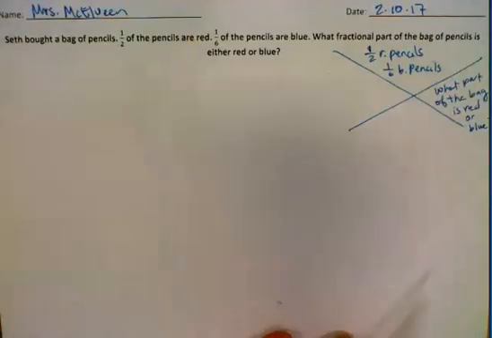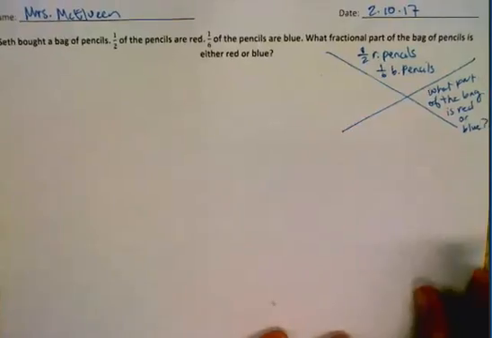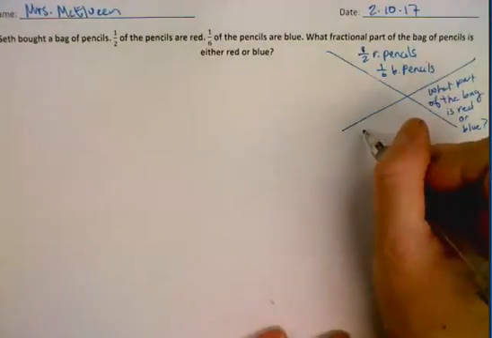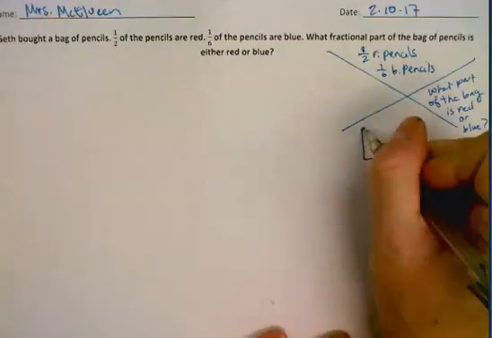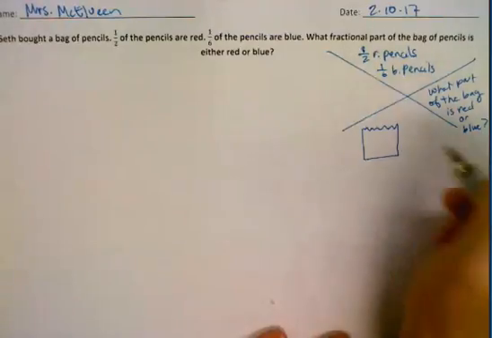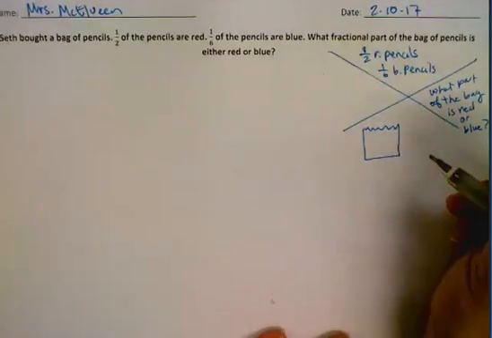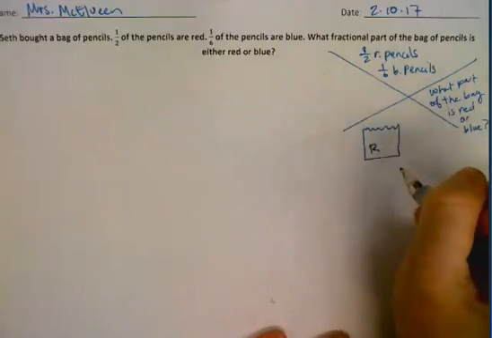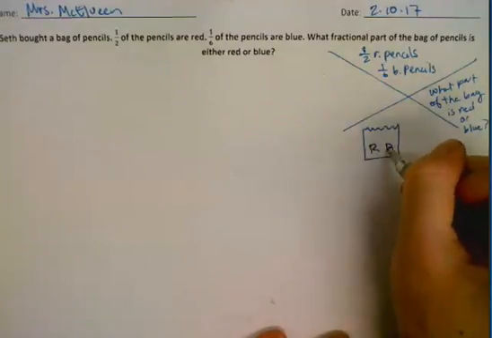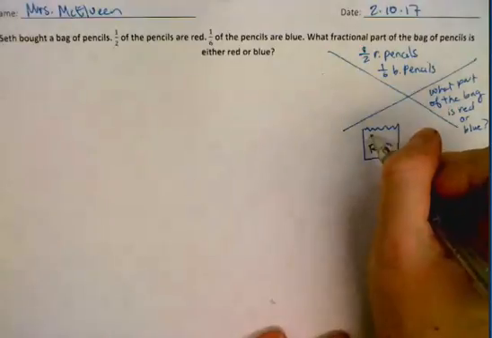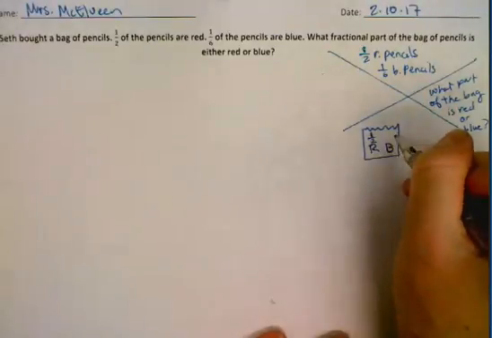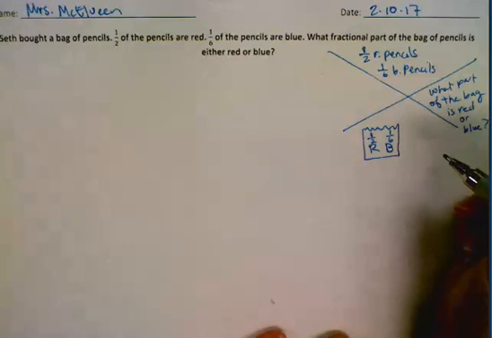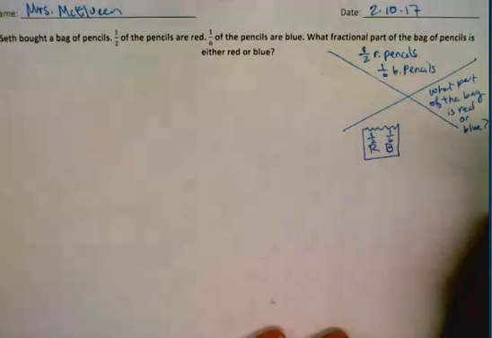Okay, so now this seems a little bit confusing, but I think a picture is really going to help me. So I'm going to call this a bag, and inside the bag there are red pencils and there are blue pencils. I know that 1/2 of the bag is red and 1/6 of the bag is blue. So it's making me think this is a bag of red and blue pencils.